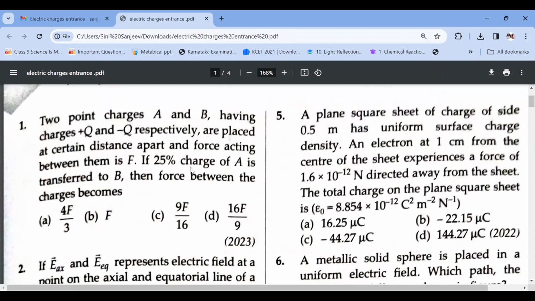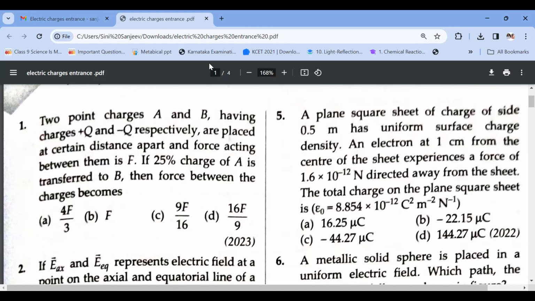Two point charges A and B having charges plus Q and minus Q respectively are placed at a certain distance apart and the force acting between them is F. If 25% of charge A is transferred to B, then the force between the charges becomes what? Suppose you need my help, please let me know in the chat option so that I will do it without wasting time.